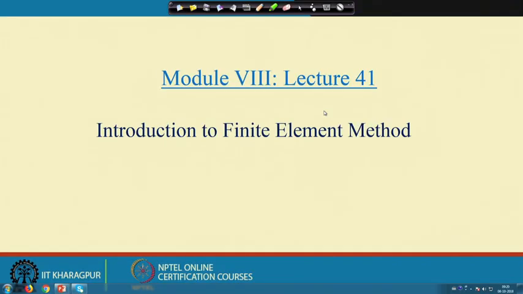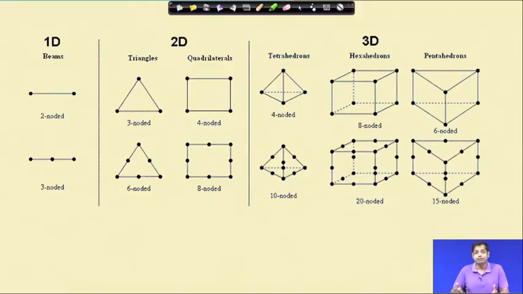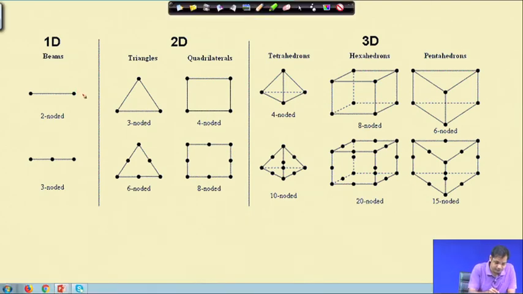Everyone. So, we are almost towards the end of this course. What we have been discussing? We have been discussing salient features of finite element method. Now, if you recall, these are the different kinds of elements we may have, depending on the dimensions of the problem and what kind of accuracy we need. We already discussed the formulation for this element.